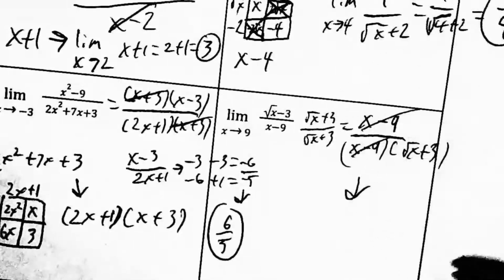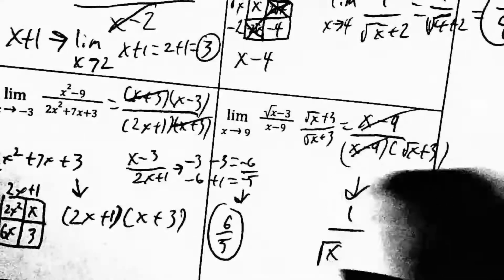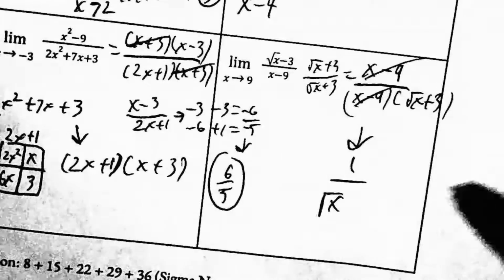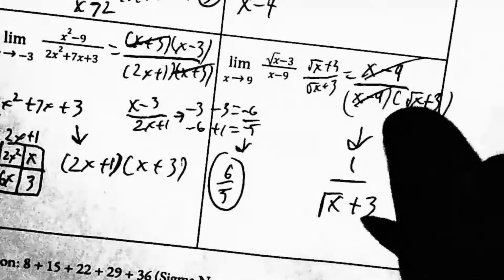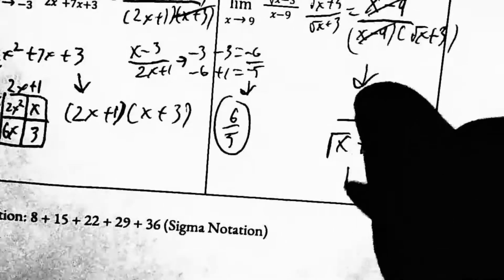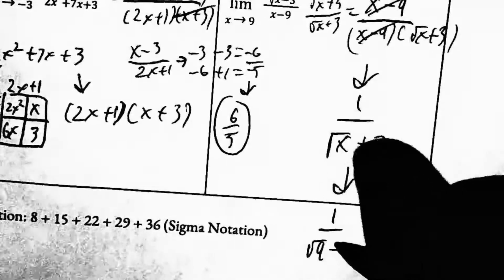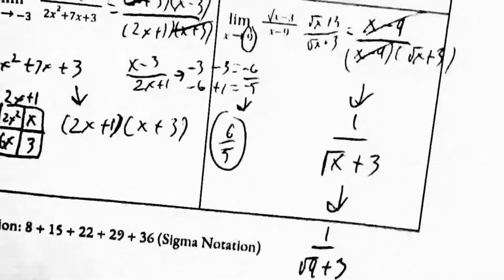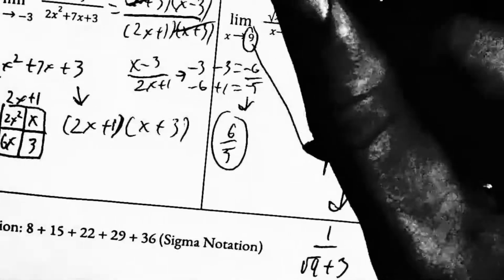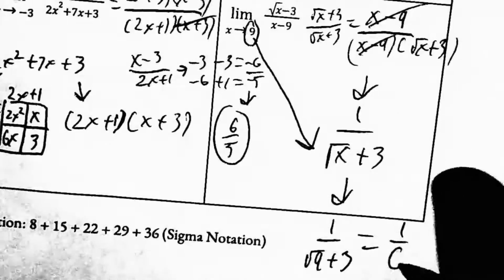Cancel. So we have 1 over root x plus 3. We're going to take the limit as it approaches 9. That becomes 1 over root 9 plus 3 because I'm substituting in that 9, right? That 9 is going in to x, and that is 1 over 6.